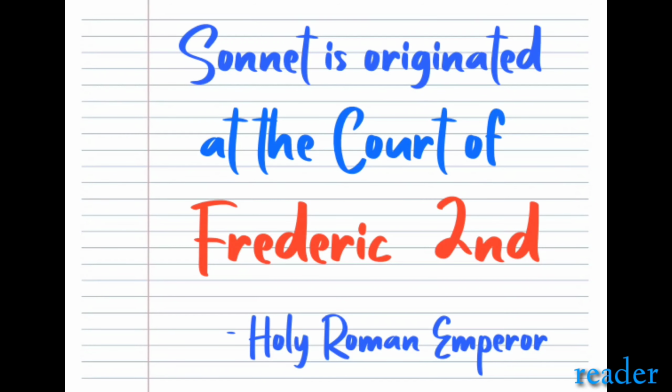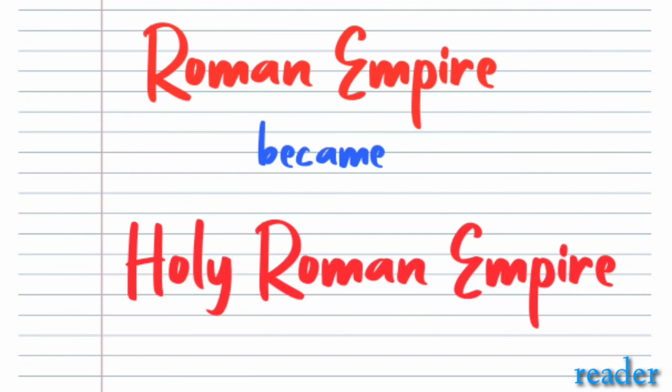Some studies and sources say that the poetic form sonnet originated at the court of Frederick II, the Holy Roman Emperor in the 13th century. So what is the Holy Roman Emperor?